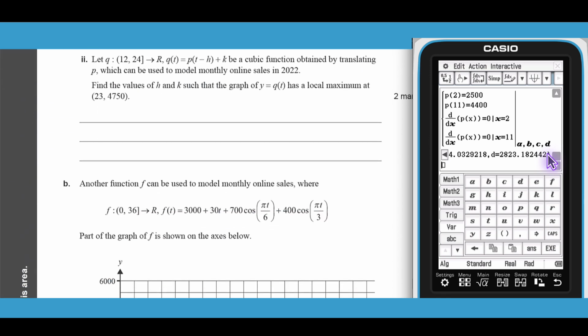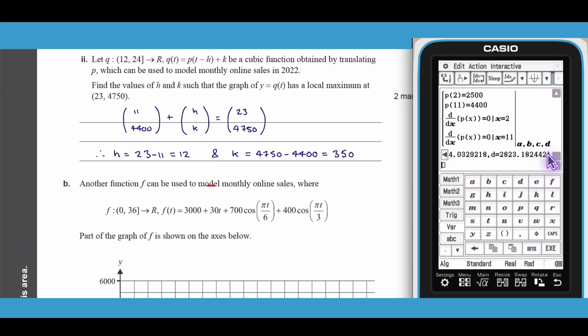In Part A, Part 2, we need to translate this cubic so that its maximum, which was at (11, 4400), is translated to (23, 4750). As such, with a little subtraction, we can see that h equals 12 and k equals 350.